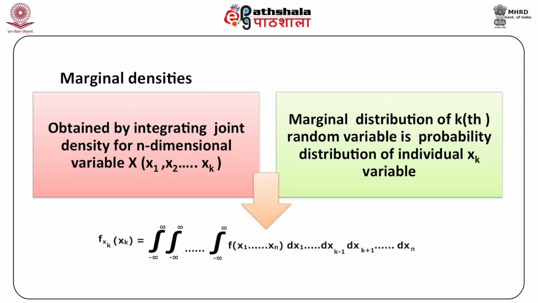The marginal densities are obtained by integrating the joint density for the n-dimensional random variable X (x1, x2 to xn). Thus, the marginal probability distribution of the kth random variable is the probability distribution of the individual xk variable and is equal to f(xk), which is equal to the multiple integral from minus infinity to plus infinity, right up to minus infinity to plus infinity, of the function f(x1 to xn) dx1 right up to dx(k-1), dx(k+1) right up to dxn.